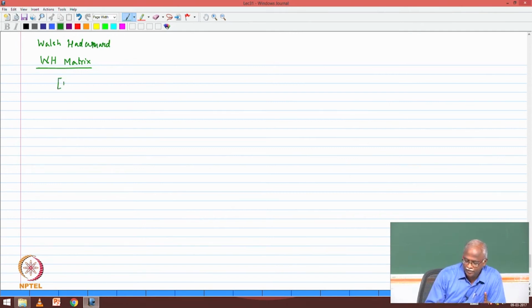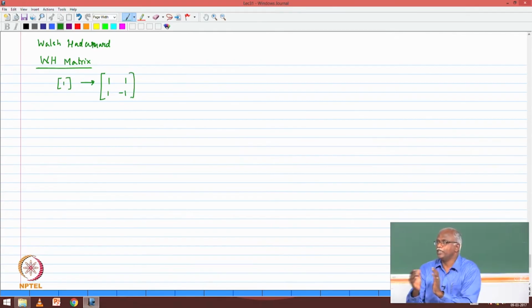At the lowest level, the matrix is just a 1 by 1. Then it becomes a 2 by 2. It becomes 1, 1, 1, minus 1. So the matrix is repeated 3 times without a sign reversal. The 4th time it is repeated with the sign reversal.